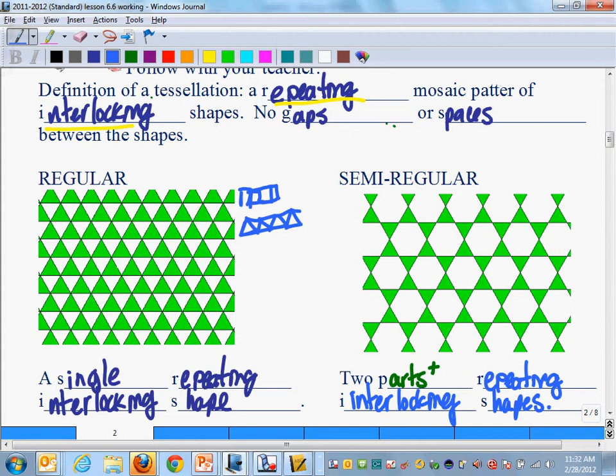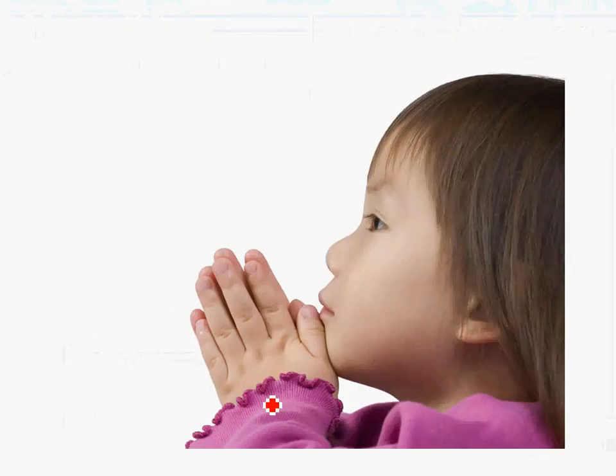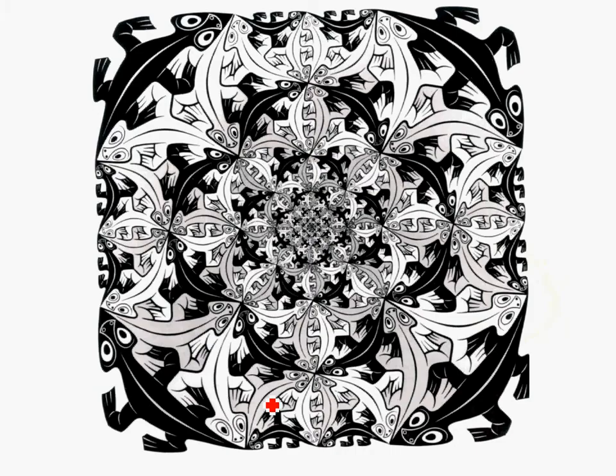It's repeating. So I'm going to show you several slides, and I want you to do a quick recap in your groups: regular or semi-regular. Take a look at this. Look at it very carefully. Talk about it in your groups. I'll give you about 10 seconds.